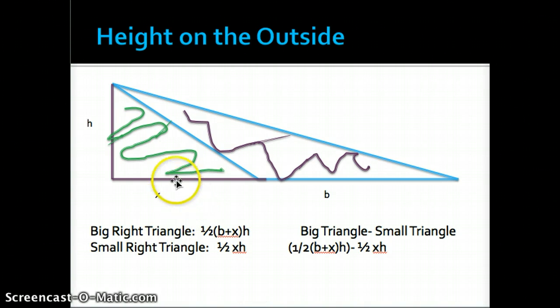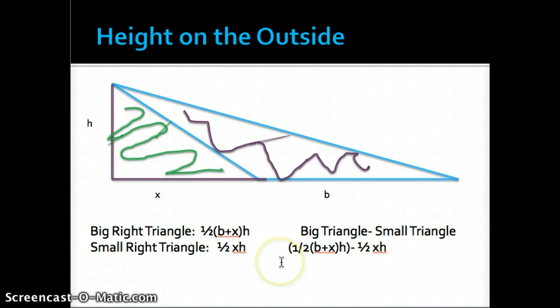We need to subtract the small triangle right here, which is 1/2 x times h, because it's a right triangle again, and we proved that 1/2 base times height works for that. So right now we have 1/2 times b plus x times h for the large triangle, and then 1/2 x times h for the small right triangle. In order to find the area of the triangle we want, the one in purple, we have to subtract the small triangle from the big triangle.